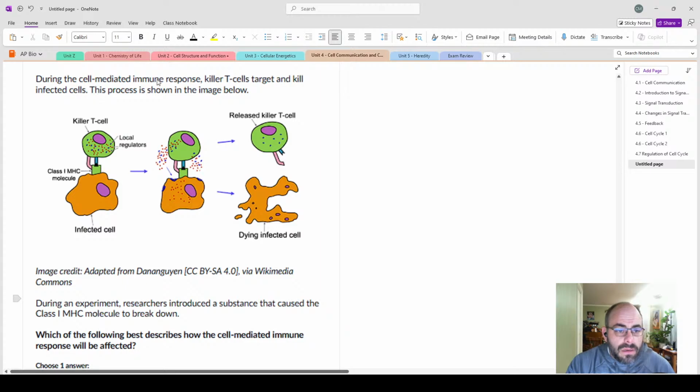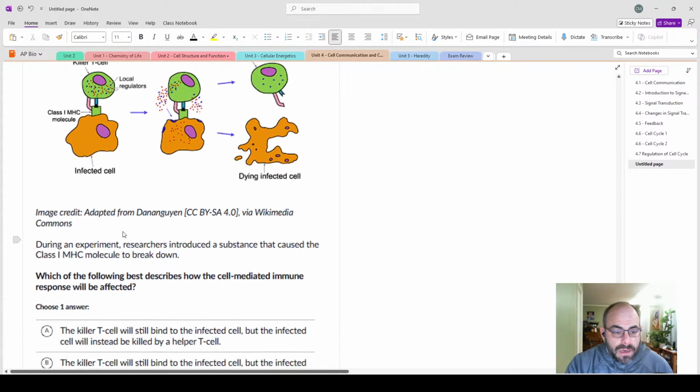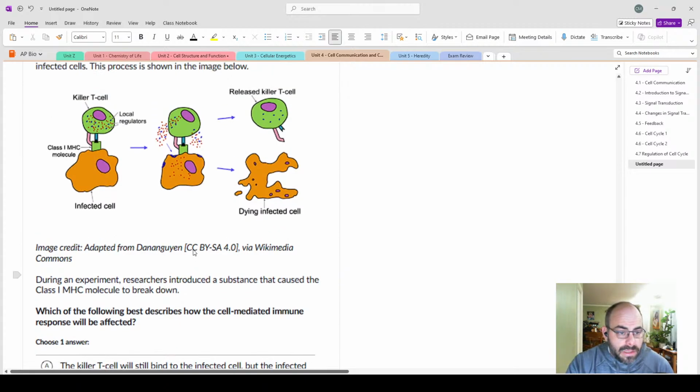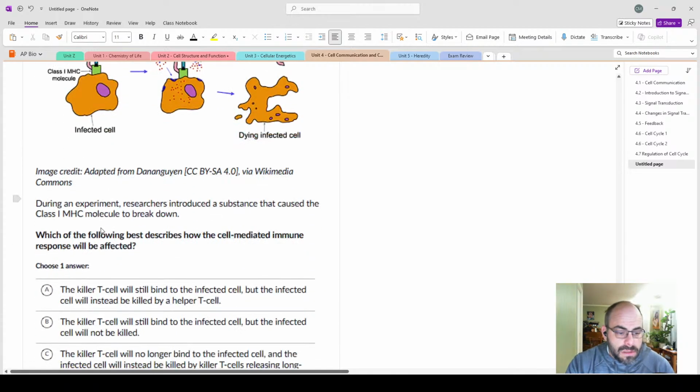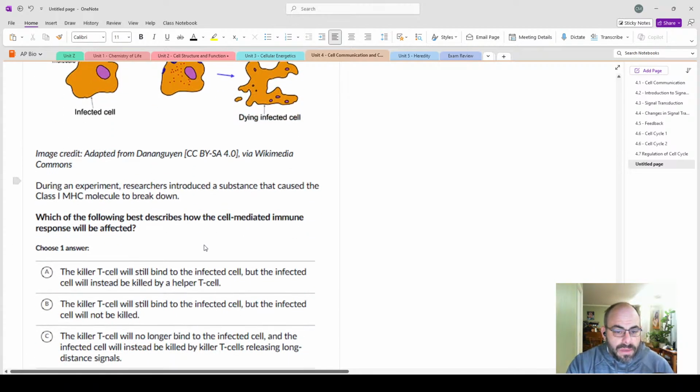During the cell-mediated immune response, and some of y'all are going to read this and be like, oh no, we didn't talk about this. You don't have to. This is just an example. During cell-mediated immune response, killer T cells target and kill infected cells. The process is shown below. It really is a number on that cell. I like how it gives the Wikipedia thing here. During the experiment, researchers introduced a substance that caused the class 1 MHC molecule to break down. Okay, let's look at this. Which of the following best describes how a cell-mediated immune response will be affected?